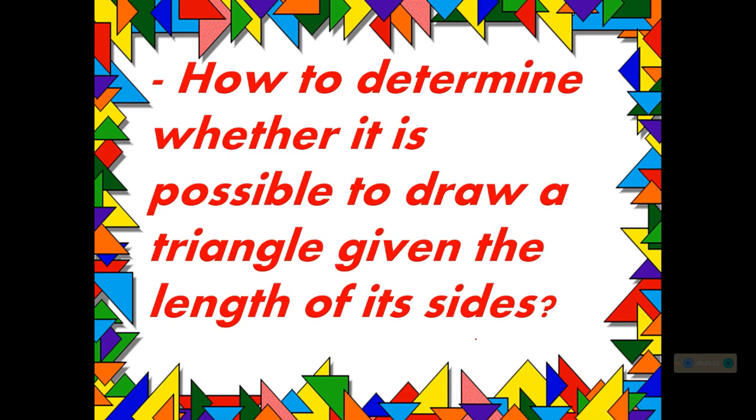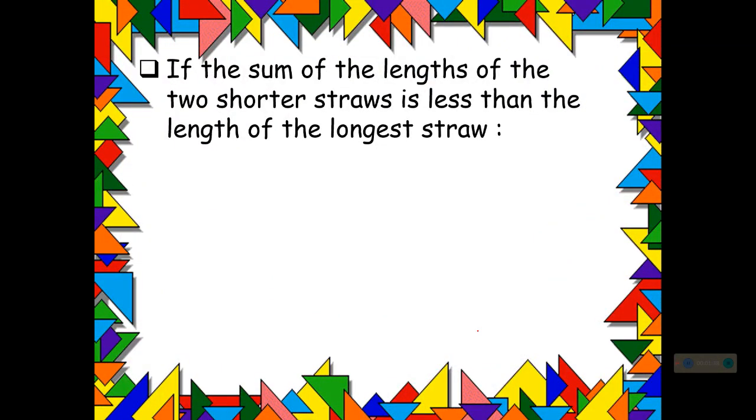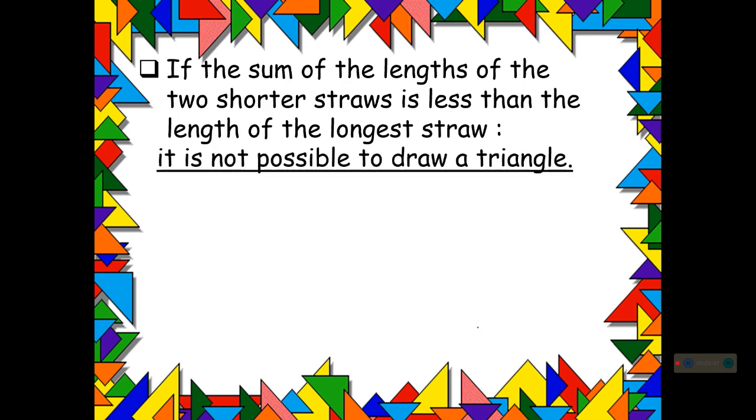So how do we determine whether it is possible to draw a triangle given the length of its sides? What pattern did you observe when you compare the sum of the lengths of the two shorter straws with the length of the longest straw? If you recall the previous slide, how are you going to compare? How are you going to determine if you can make a triangle? If the sum of the lengths of the two shorter straws is less than the length of the longest straw, what will happen? That's correct. It is not possible to draw a triangle.